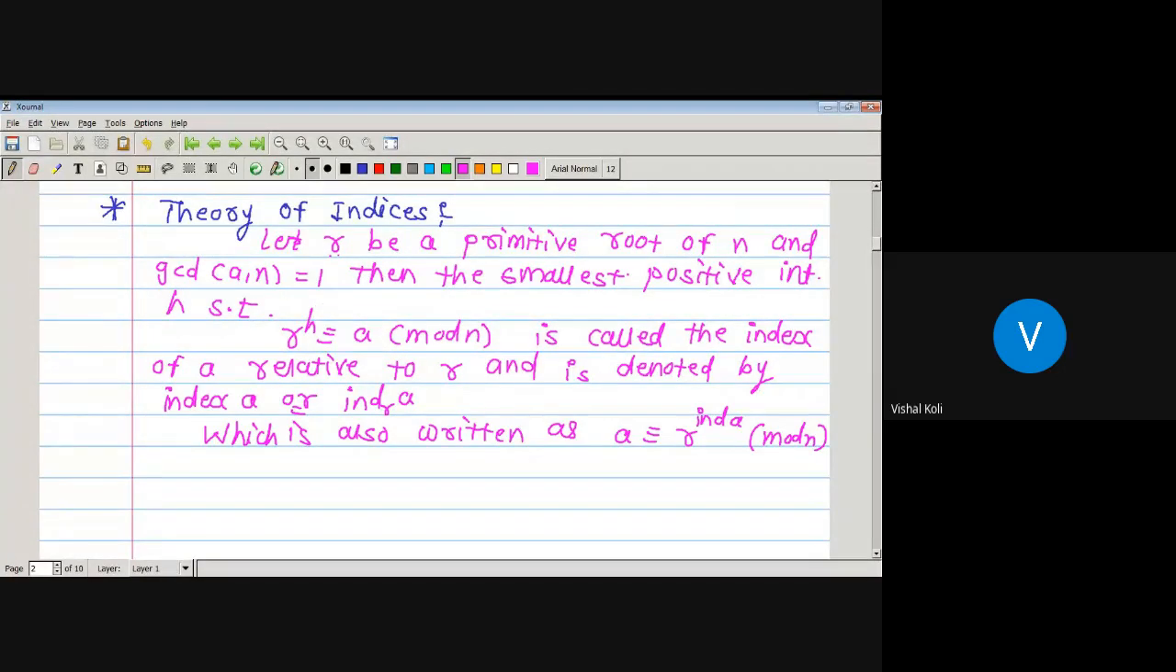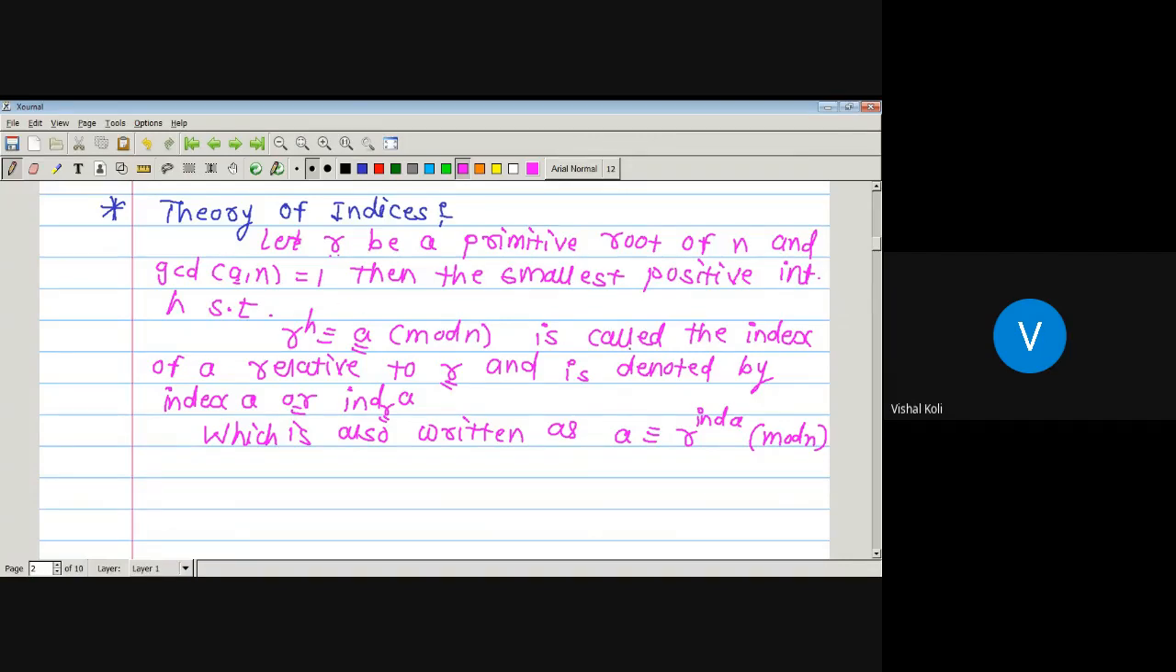Here we have to find out the smallest positive integer h such that r to the power h is congruent to a modulo n. That is, we have to find out the smallest positive integer h such that r, which is a primitive root of n, to the power h is congruent to the integer a which is relatively prime to n. Then the integer h is called the index of integer a relative to the primitive root r, and it is denoted by index of a, or index of a relative to r, by this symbol, and we can also write it as a is congruent to r to the power index of a modulo n.